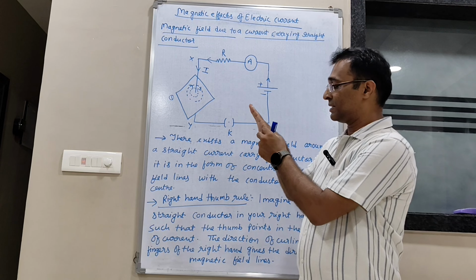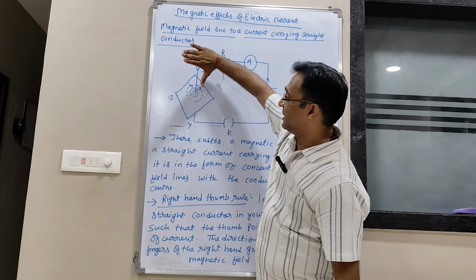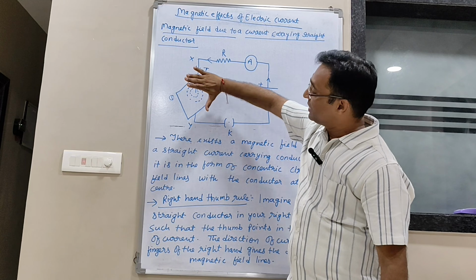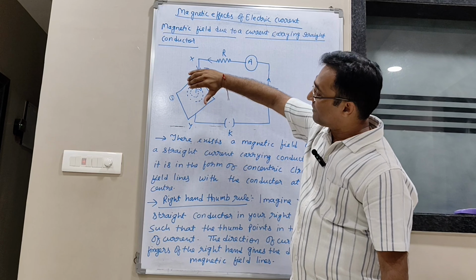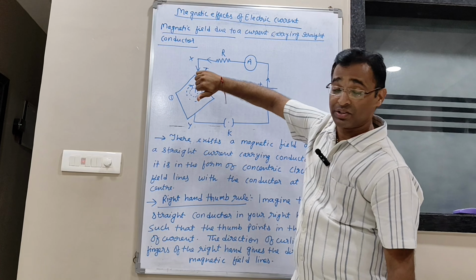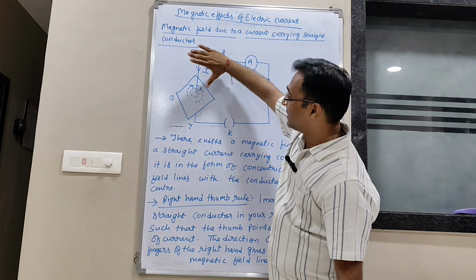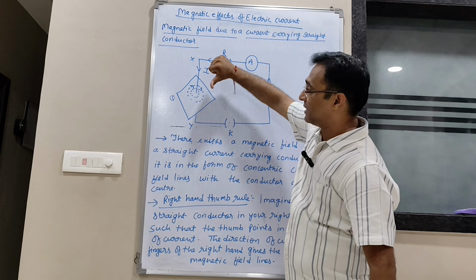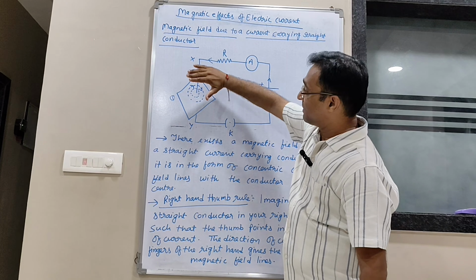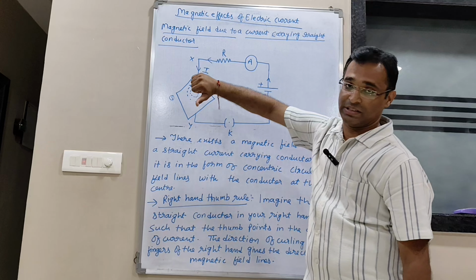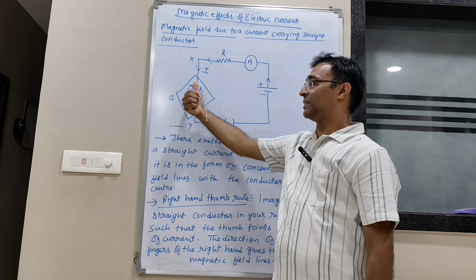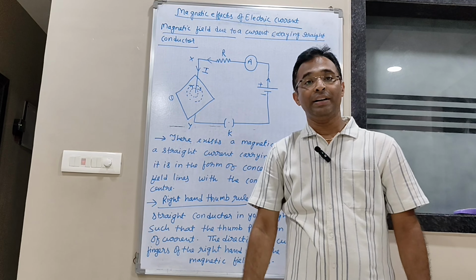Let's say the direction of the current is in the downward direction. The direction in which my fingers are curling is the direction of the magnetic field. As you can see in this example, the direction of the current is downward, and the magnetic field lines are in the anti-clockwise direction. If the direction of the current is upwards, then the magnetic field lines also get reversed.